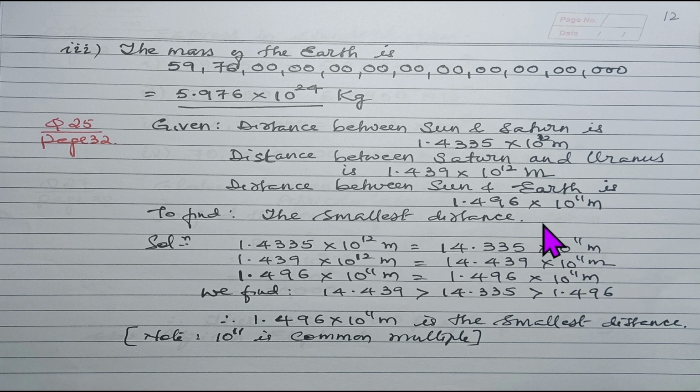Therefore, the first step is to make the powers the same. Once you make the powers the same, you can neglect the powers. Only consider these values 14.335, 14.39 and 1.496. Now which is greatest here? 14.335 is the greatest and 1.496 is the smallest, and therefore the smallest distance amongst the three is 1.496 into 10 to the power 11 meters.